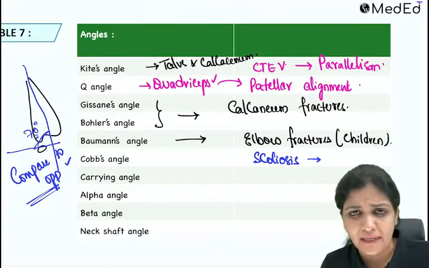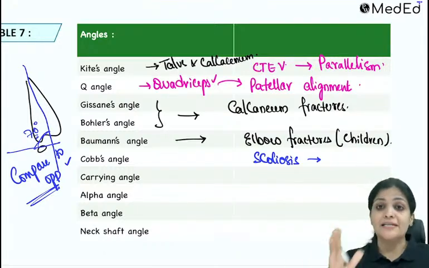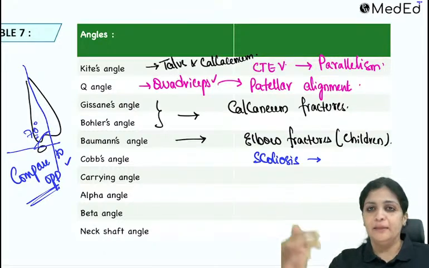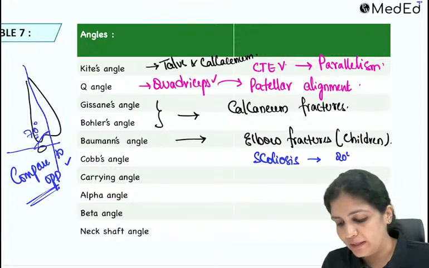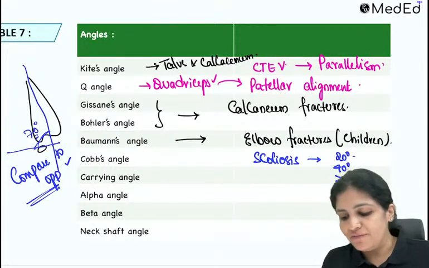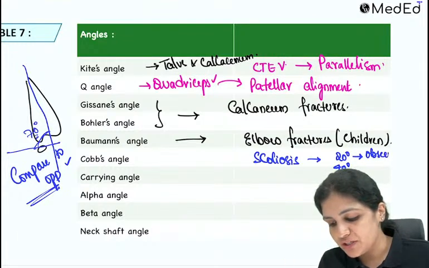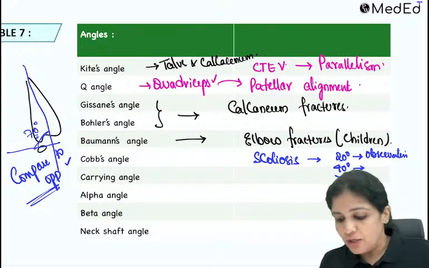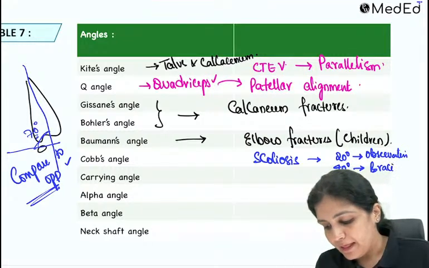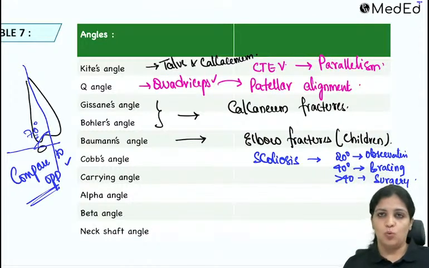Scoliosis, Cobb's angle normally 10 degrees, and depending upon this angle, you will treat the patient. So this patient can be 20, 40, more than 40, right? If it is a 20 degree scoliosis, you go for just observation. If it is 20 to 40 range, you go for bracing. And if it is more than 40, you go for surgery. That is the importance of Cobb's angle.